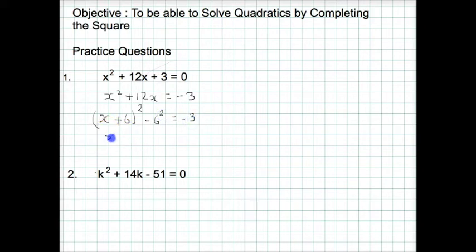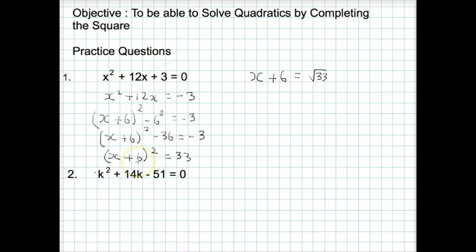If we tidy that up and write x plus 6 all squared, take away 36 is going to equal negative 3. The next step would be to take the 36 over to the other side. So we're left with x plus 6 all squared is going to equal 33. Now what we need to do is get rid of the square. To do that, if we take the square root of both sides, we're going to be left with x plus 6 is going to equal the root of 33.